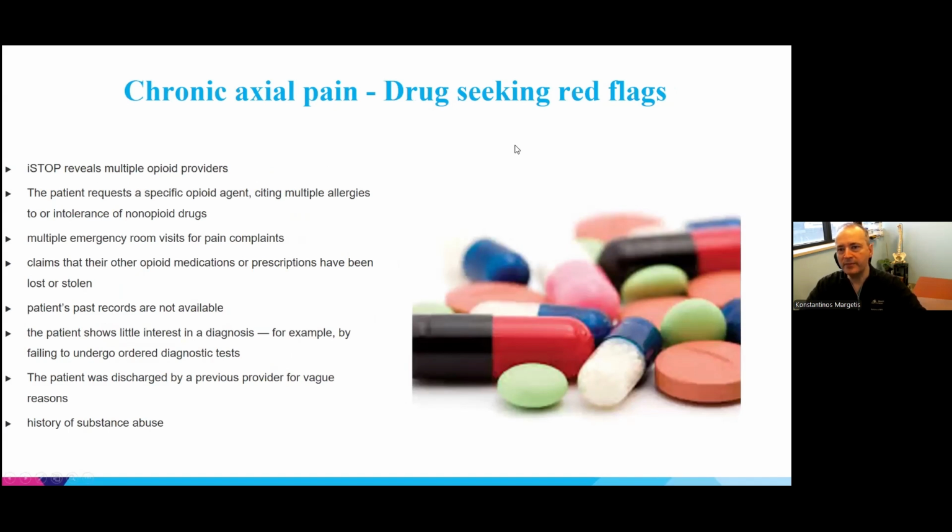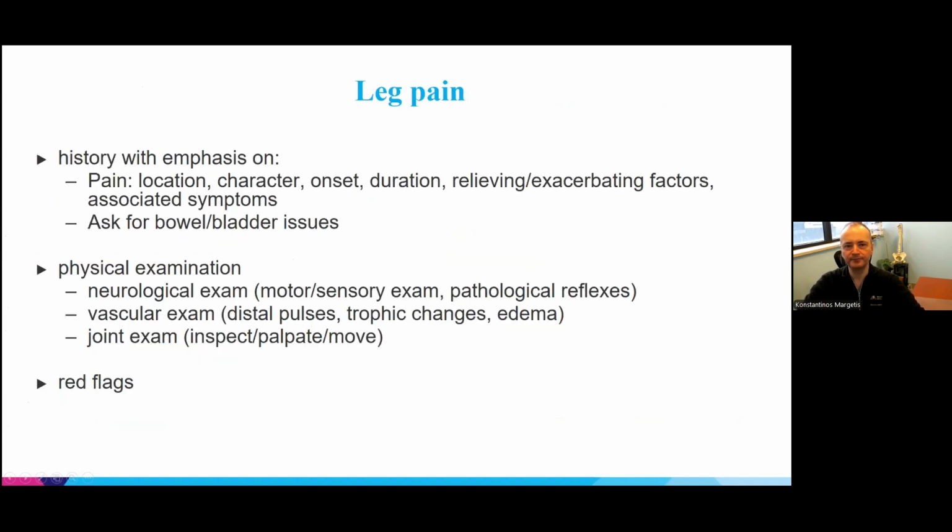We need to keep an eye out for drug-seeking red flags. Patients might come to us because they're seeking pain medications, and there are some red flags about that, so we need to be careful. If we ever want to prescribe opioids, we need to check iStop, and we need to check for red flags from the history. They usually change providers, or there's something a little bit vague in the past records. So there are some red flags about drug-seeking behavior.